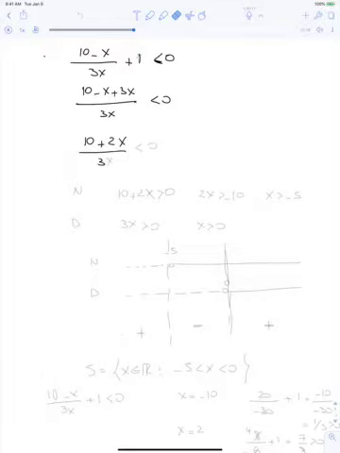Oh, sorry, no, this is correct. Less than 0. Okay, so we do the numerator first. This is 10 plus 2x. Now, we want to study the sign of this fraction. So it really doesn't matter if when we do the numerator and denominator we do negative or positive, as long as we're consistent at the end.